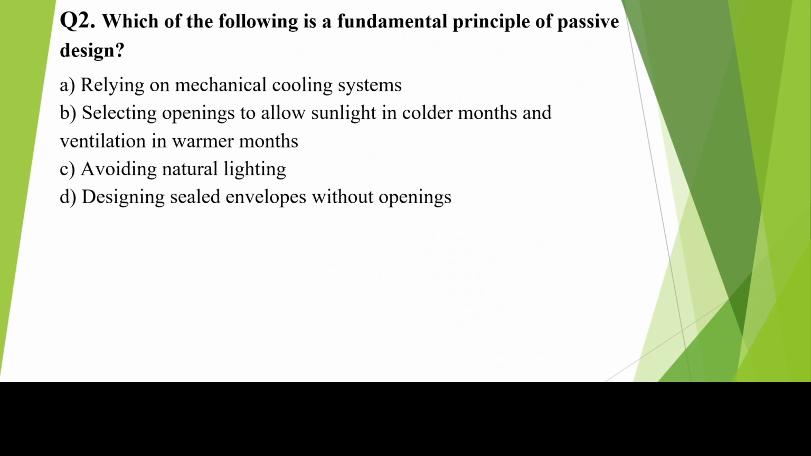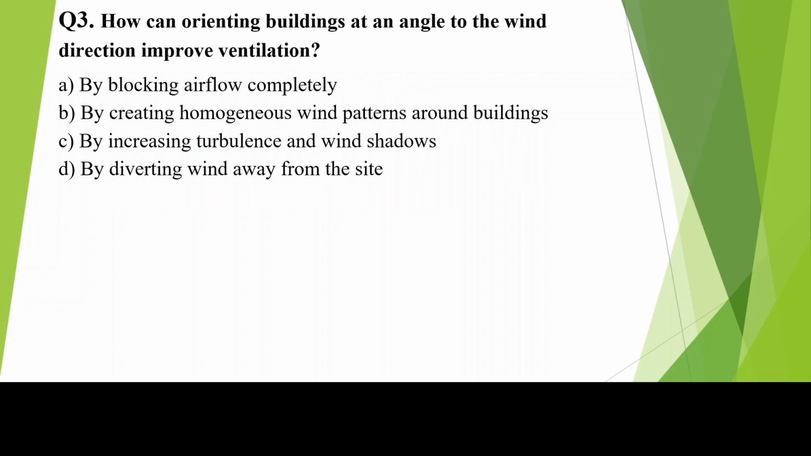You are absolutely correct that selecting the openings to allow sunlight in colder months and ventilation in the warmer months are fundamental principles followed in passive design, and these openings must be planned according to the seasonal requirement, with sunlight for heating in winter or ventilation in summer while minimizing unwanted heat gain at the same time. So you have understood, and from the options also you can discard many of them and then select the correct answer. So with this, let's go to the third question then.